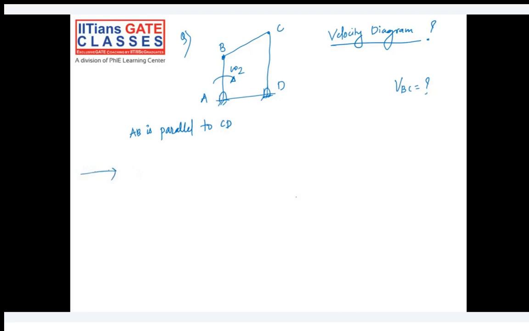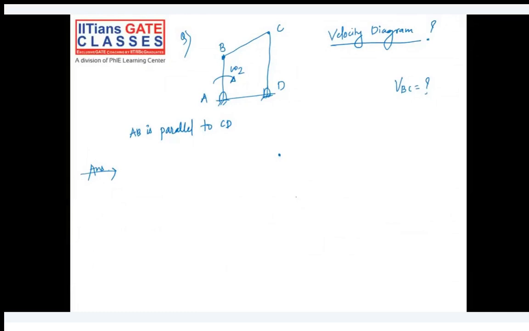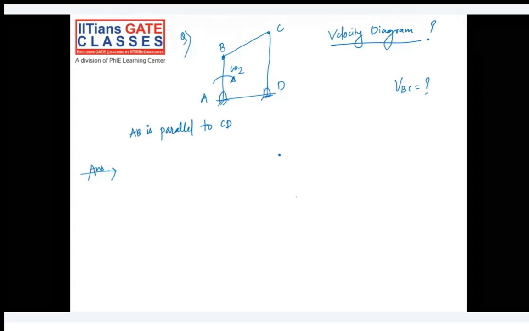Pardon, could you please repeat? For this configuration, link BC will be in pure translation. Translation? What translation? Pure translation, sir. It was for this configuration. Okay, so you mean you'll get just a single line. Yeah. Okay, correct. So in this case, there will not be a velocity triangle. Here we'll have just a straight line.